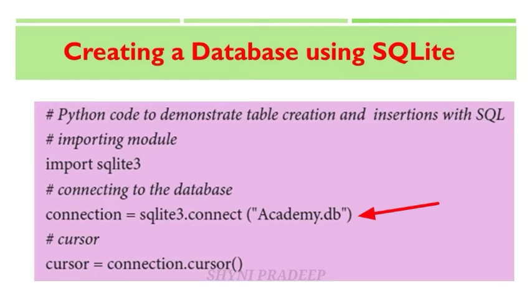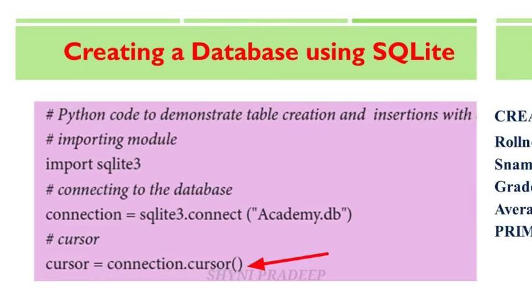The database name is Academy.db. db is the extension. So Academy is the database. You have to connect the database Academy with sqlite3. Next step is what? Set the cursor object. See, this is the cursor object: cursor = connection.cursor(). So this is the way of creating a database using SQLite.